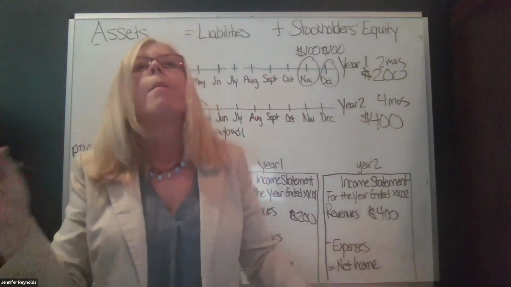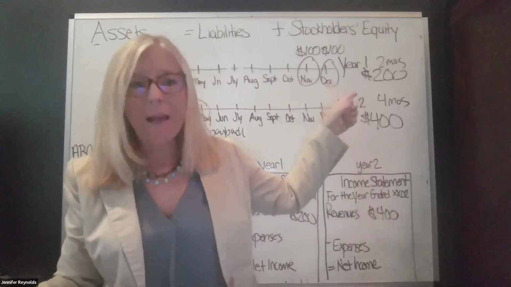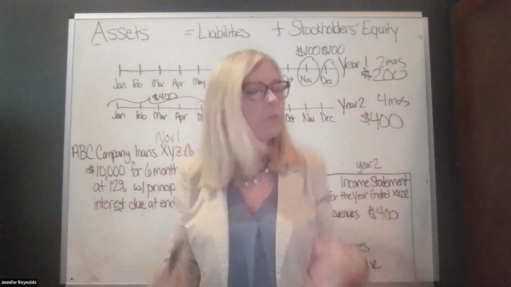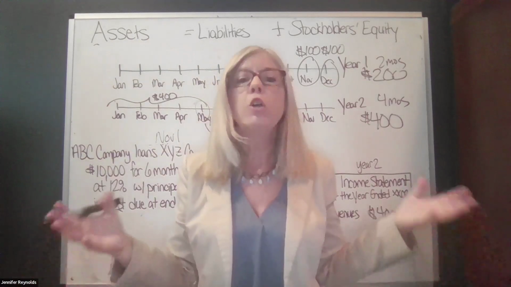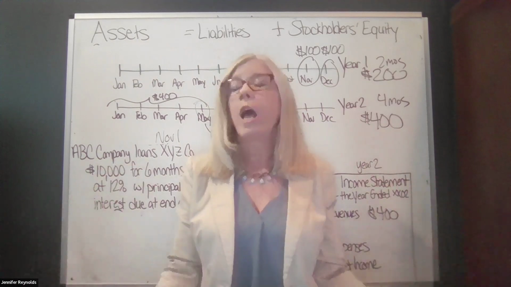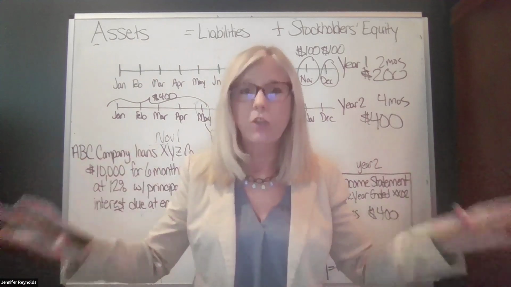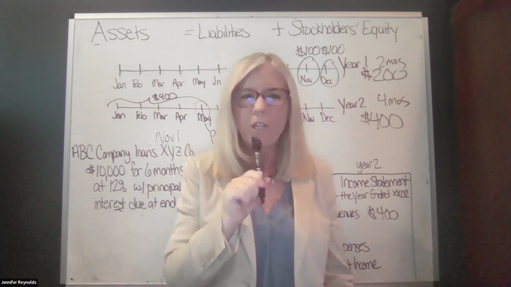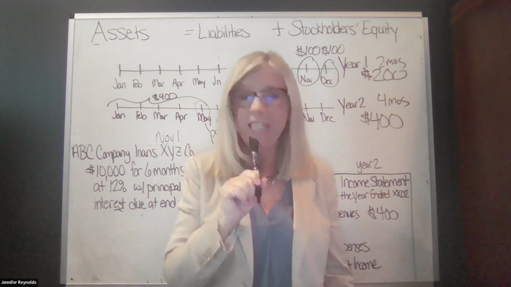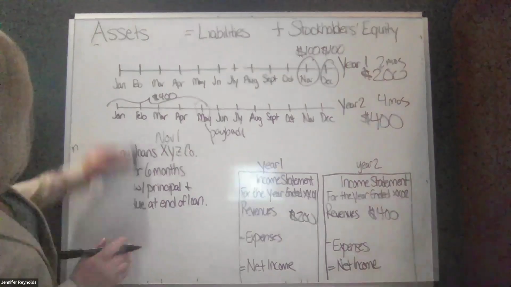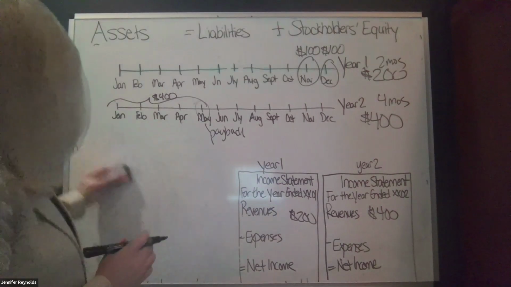That's all. But what's going to happen at the end of year one? What do we do at the end of a period? We make adjusting entries so that our financial statements are up to date and they're giving a true picture of what's going on in the company. What kind of adjusting entry would ABC need to make in this case? So let me see where I'm going to write that. I guess I'll erase my problem over here.